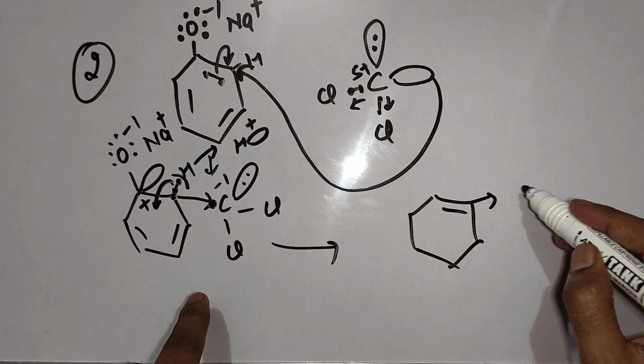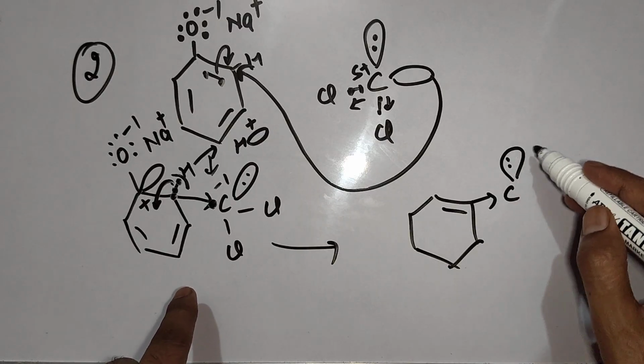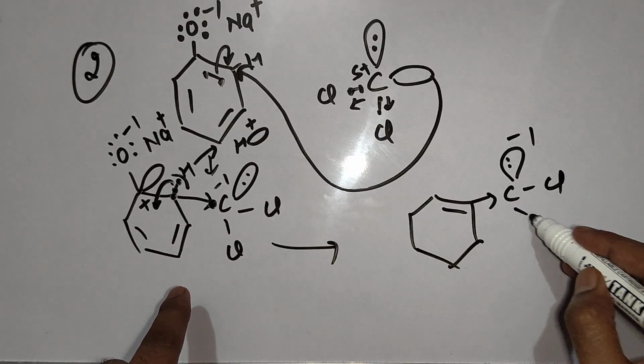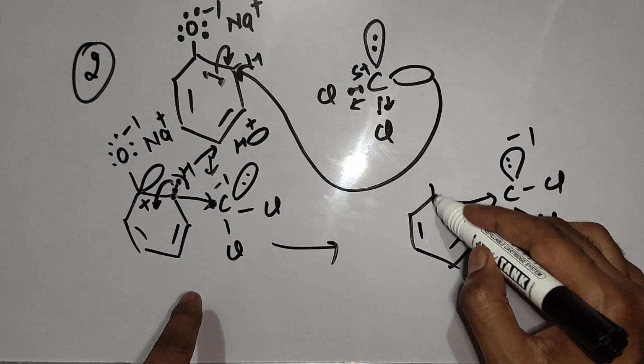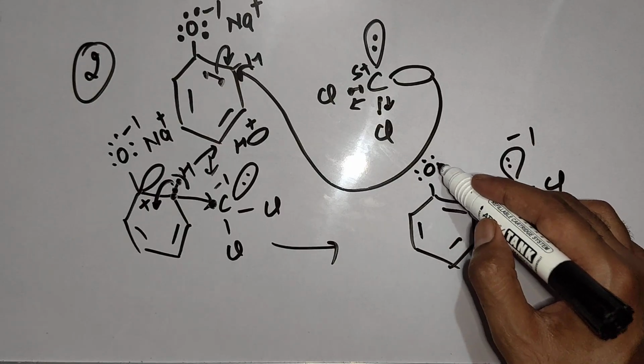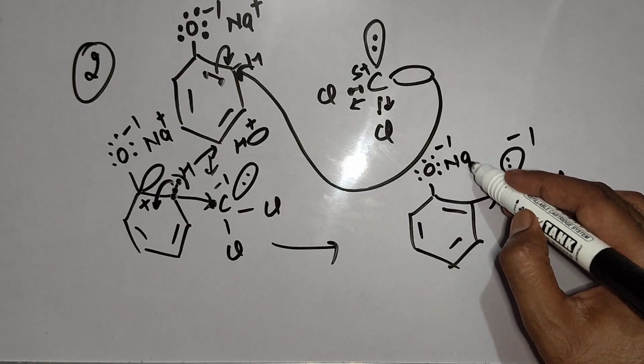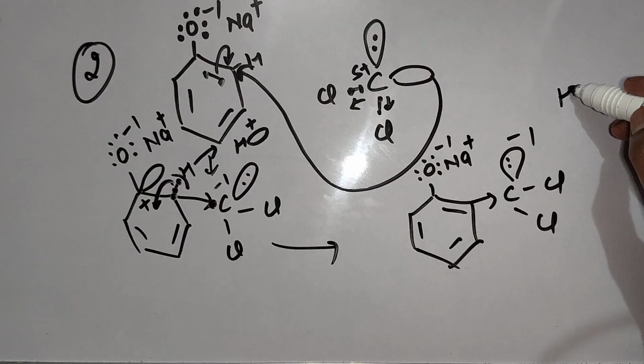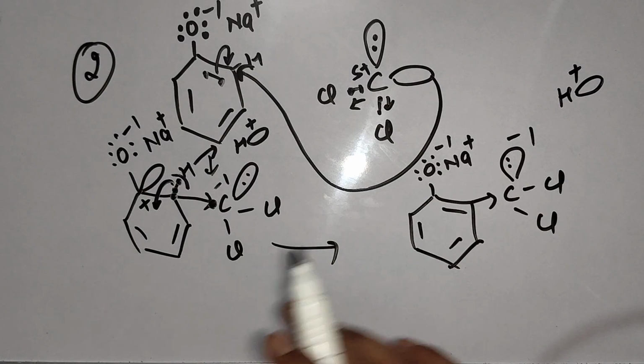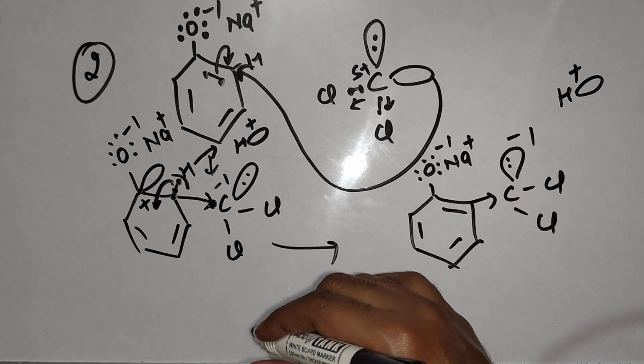Double bond here, rest molecule as it is. I will not change anything right now. Step by step we will understand. No change. H positive is released out, this one. Okay, now what will this H positive do?